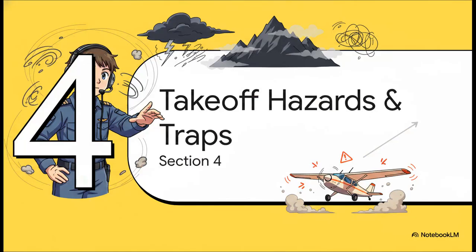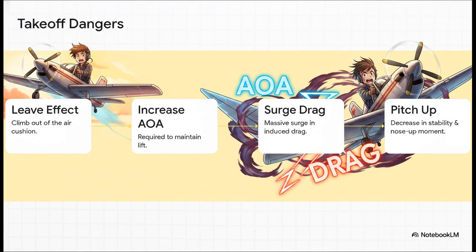That brings us to Section 4, takeoff hazards and traps. Taking off is hands down the most critical phase where ground effect can really bite you. Imagine the dangerous chain reaction if you leave ground effect prematurely. Step 1, you climb out of that nice cushion of air. Step 2, suddenly you need an immediate increase in AOA just to maintain your lift. Step 3, because of that higher AOA, you get hit with a massive surge in induced drag. And Step 4, you suffer a decrease in stability along with an unexpected nose-up change in your pitching moment. It is a highly, highly dangerous dynamic shift.